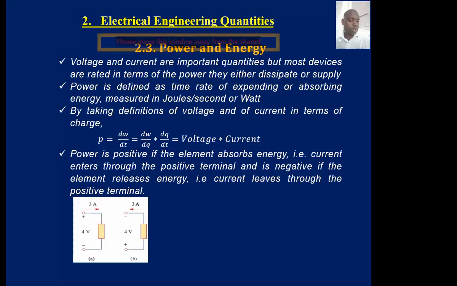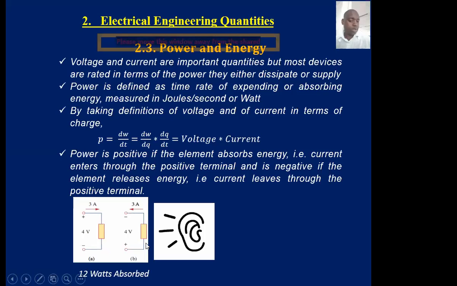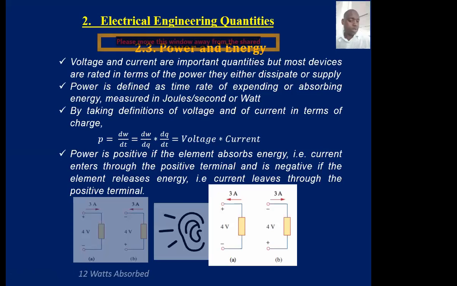So in that example, current moves from the positive to the negative, and the current is 3 amps, and the voltage drop across that element is 4 volts. So the power there is 12 watts. But in this case, case number B, current is entering through the positive terminal and leaving through the negative terminal. Then that means the power developed is also negative, but it's still 12 watts. Right.